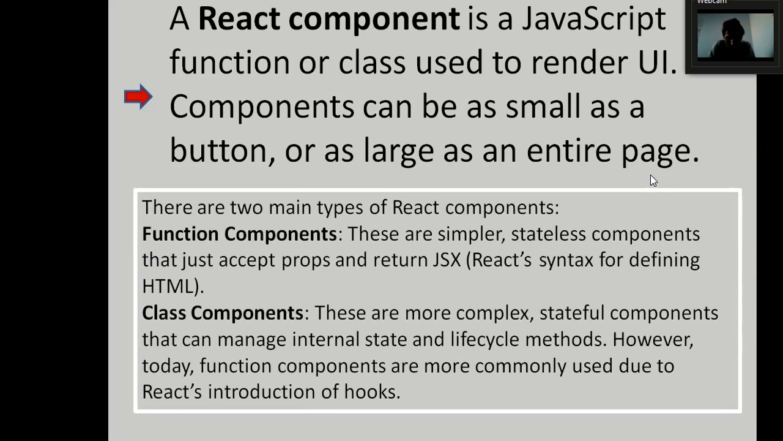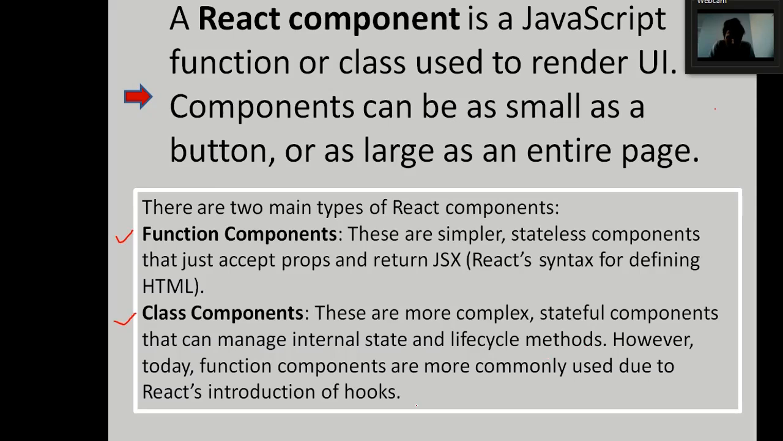There are mainly two types of React components. The first one is function components. These are simpler, stateless components that just accept props and return JSX. The next one is class components. These are more complex, stateful components that can manage internal state and lifecycle methods.